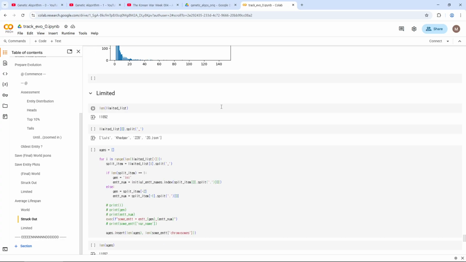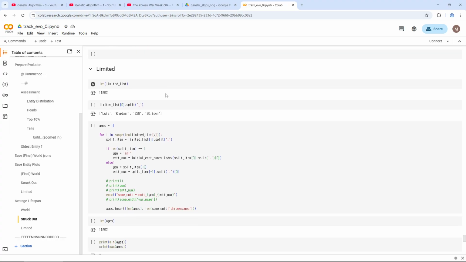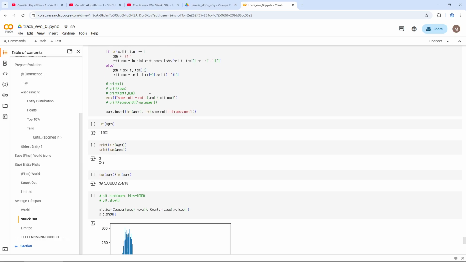So that's that. For the entities that were limited out of the population, there were 11,892 entities, and the minimum of the ages was 3, and the maximum was 248. So that's really, really long. And the average was 39.53 generations.